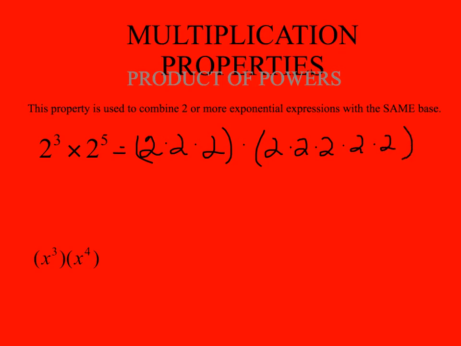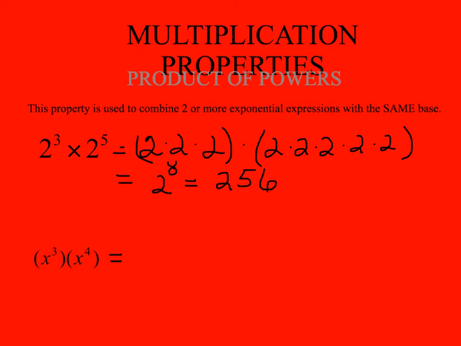So 1, 2, 3, 4, 5. Altogether, I am multiplying 8 2's together. So it's 2 to the 8th power. And if you were to work this out, I believe it comes out to be 256.